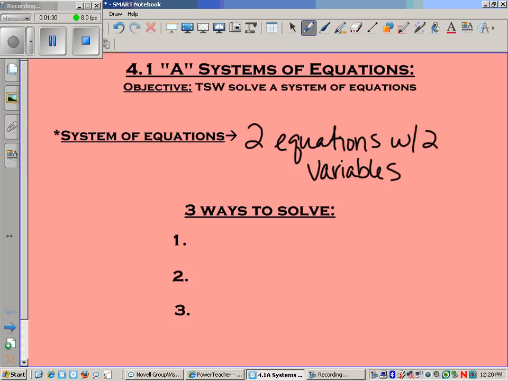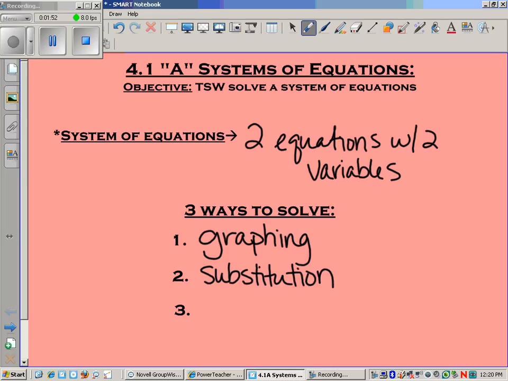There are three different ways to solve a system of equations. The first way is by graphing. We should be able to graph the two equations and see where the solution is, and I'll talk about that in a second. The second way is by substitution, substituting one thing in for another and solving that way. The third way is elimination. Okay. We're going to do all three ways.